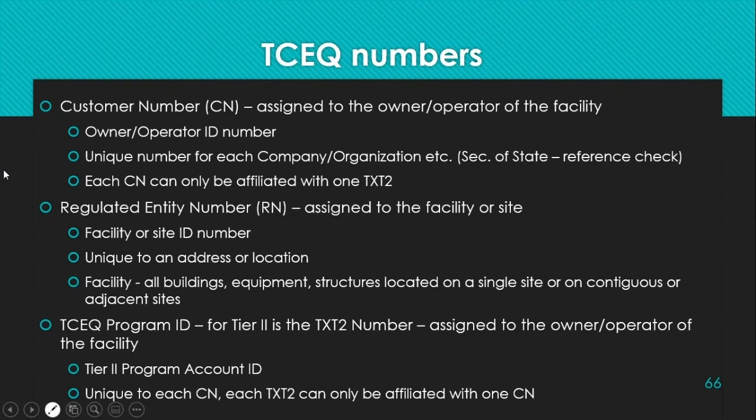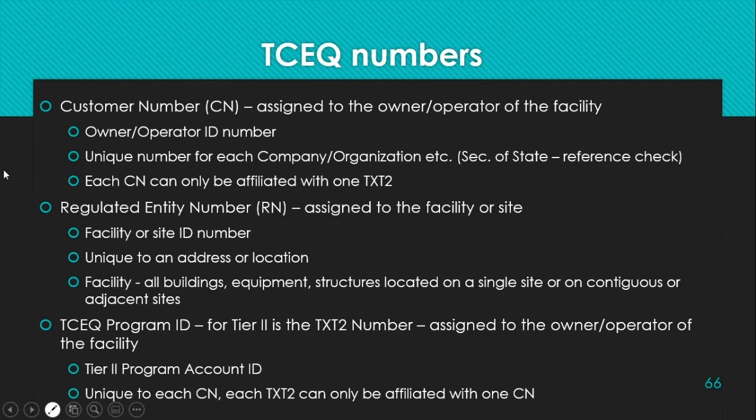You also have the regulated entity number. That's assigned to a facility or a specific site. And again, this is unique to an address or location. So it's very possible that if you acquire a site that already has been submitting Tier 2 reports or has some other affiliation with the TCEQ, they likely already have an RN number. So you need to be affiliating your CN to that existing RN. If you create a new RN for a site that already has an RN number, Central Registry will likely identify that number as a duplicate and will simply merge them, and you'll just have created extra work for yourself.